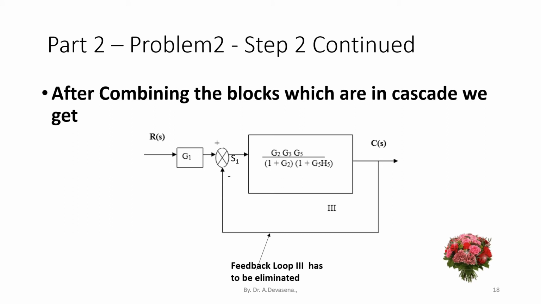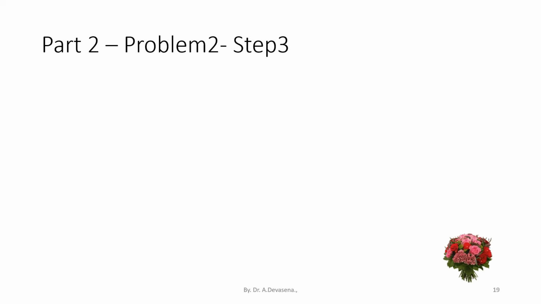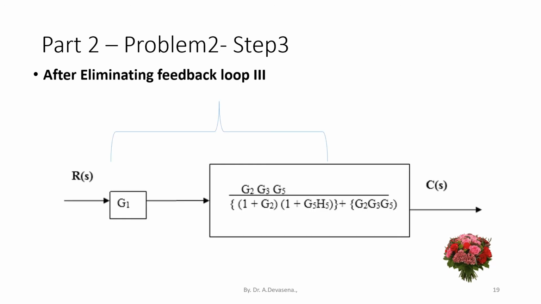The feedback loop 3 is having a unity feedback. The unity feedback is applied to summing point S1. Unity negative feedback is applied to summing point S1. After eliminating feedback loop 3, we get the block like this.